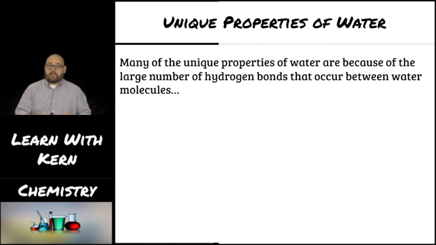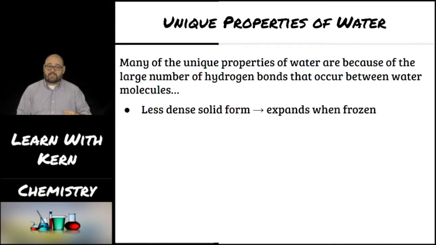So let's talk about that. Many of the unique properties of water are because of the large number of hydrogen bonds that occur. Now, a lot of other compounds also have hydrogen bonding because there's a lot of compounds with hydrogen and oxygen, and a lot of compounds with hydrogen and nitrogen. So there's a lot of compounds that have hydrogen bonding, but very few have as much because you have two hydrogens combined with one oxygen. When you have a sample of water, there's hydrogen bonds everywhere. So the large number of hydrogen bonds that occur between water molecules give water a lot of its properties.